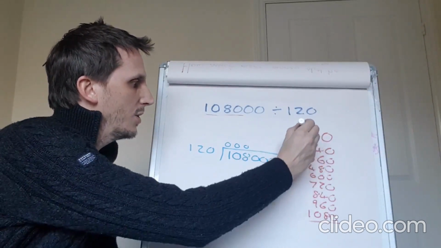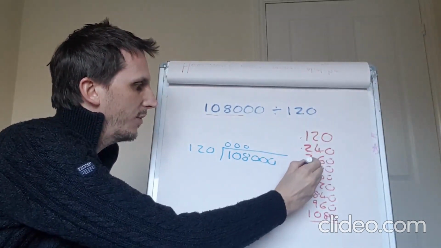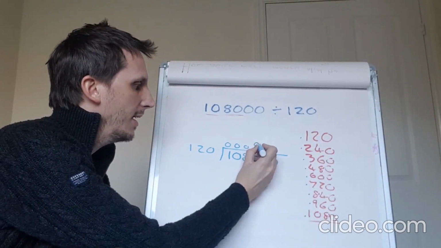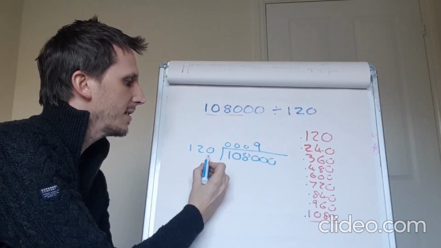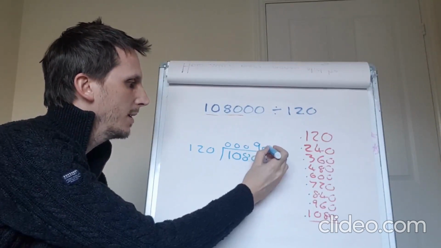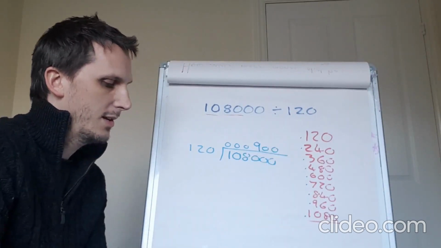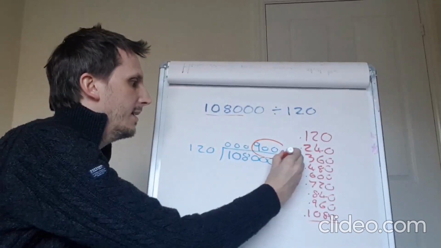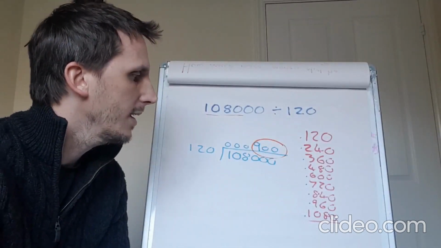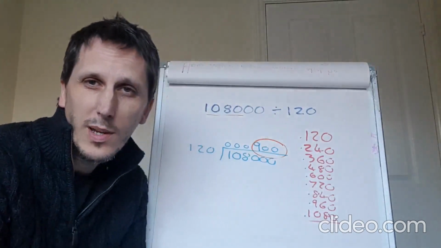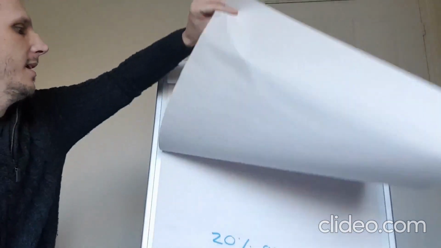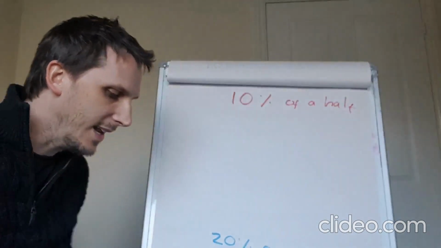So now we have 1080, which is 1, 2, 3, 4, 5, 6, 7, 8, 9. It goes in 9 times. How many times does 120 go into 0 and into 0? So the answer for this one is 900. Lots of different ways of doing it, but I think that's probably the best way for you, Ruby, at the moment.